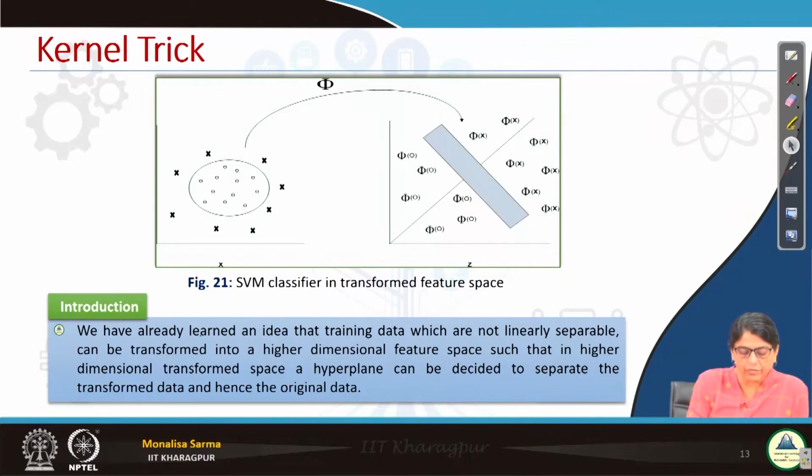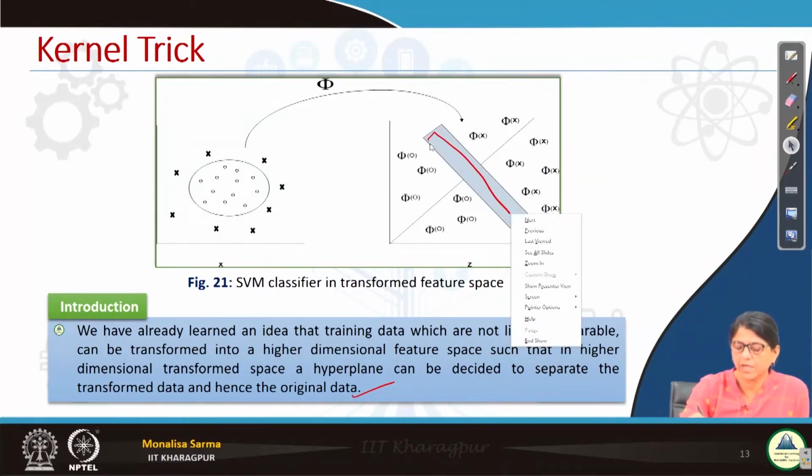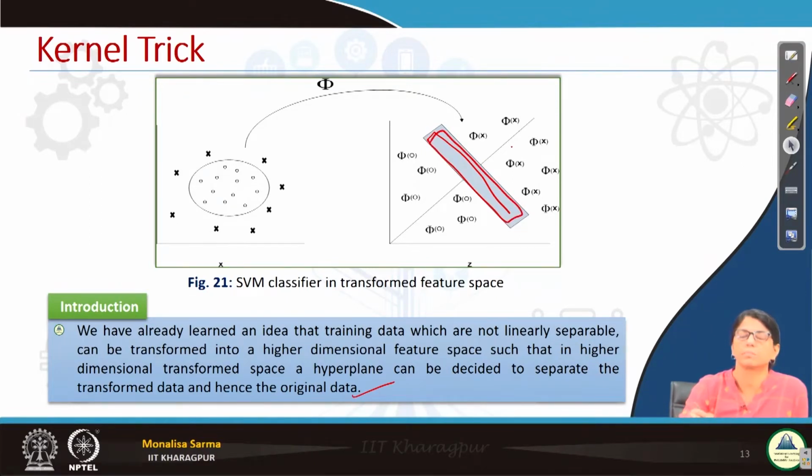So, we have already learned an idea that the training data which are not linearly separable can be transformed into a higher dimensional feature space, such that in the higher dimensional transformed space a hyperplane can be decided to separate the transformed data and hence the original data. So, this was not linearly separable, we have transformed it into the higher dimensional space. Once we have transformed into higher dimensional space, we could use a hyperplane. This is the hyperplane, we could use it to separate this non-linearly separable data, because now it has become linearly separable. Okay.